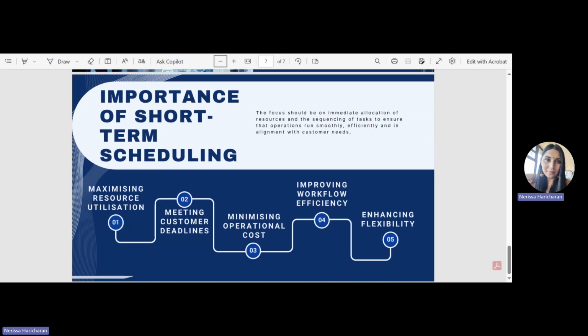And then lastly, you want to enhance your flexibility. You want to adapt to any uncertainty in the market. Whether you have an equipment breakdown, a machine failure, or someone doesn't pitch up for work, you need to not be on a rigid long-term plan, because it doesn't allow for unexpected events or supply chain disruptions. But short-term scheduling is quite flexible, and it allows a business to adjust the plans accordingly.